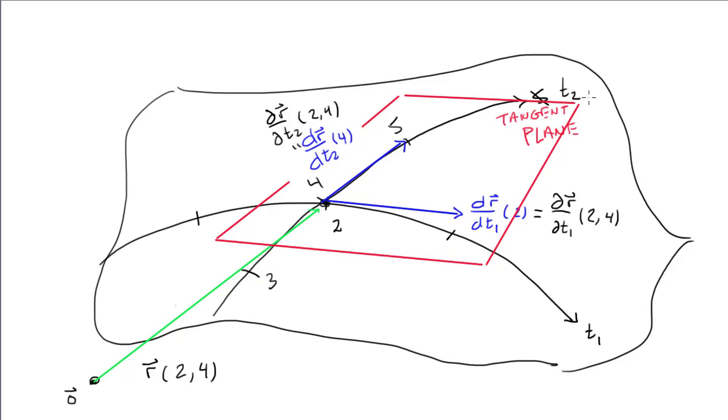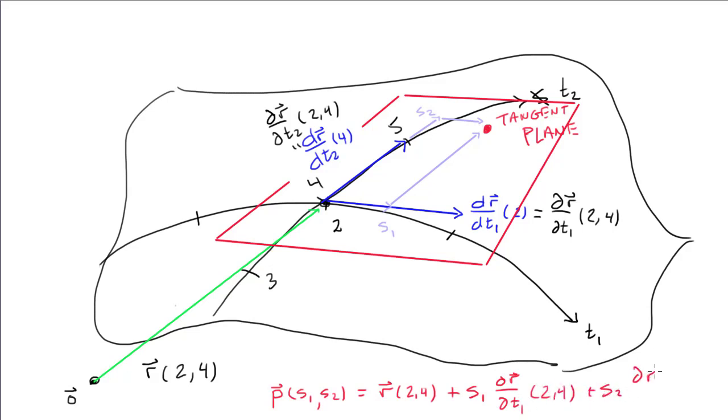Every point on the tangent plane I get to by scaling my tangent vectors and pushing them. Scale the first by S1, scale the second by S2. So the vector equation for my plane: push onto the plane, scale the first tangent vector, scale the second tangent vector. There's our tangent planes.